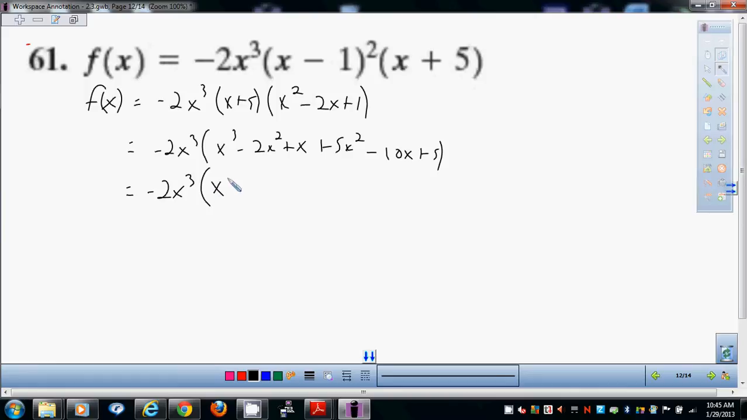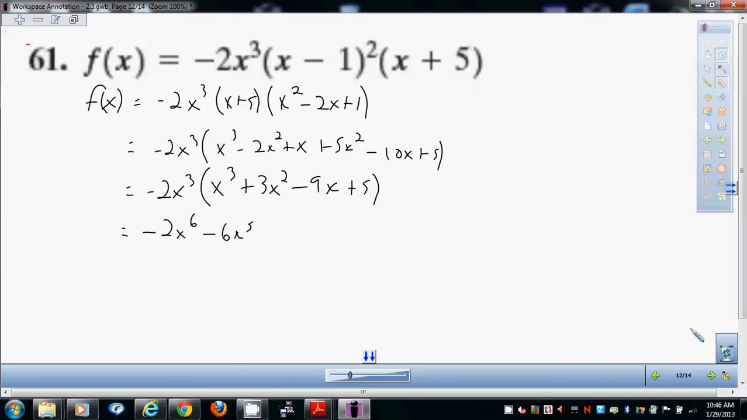Then we multiply through by the negative 2x cubed, and we're done. Well, we're done with the FOILing. Negative 2x to the 6th minus 6x to the 5th. Remember, when you multiply x's, you just add the exponents. Plus 18x to the 4th minus 10x cubed. Okay, we're ready for our end behavior, our roots, our y-intercept, and our symmetry.